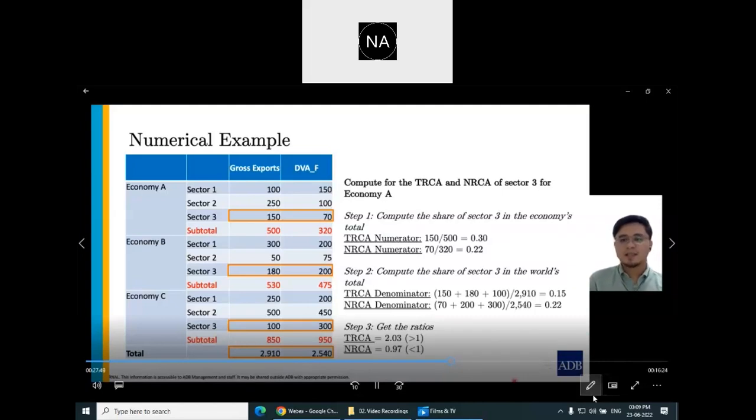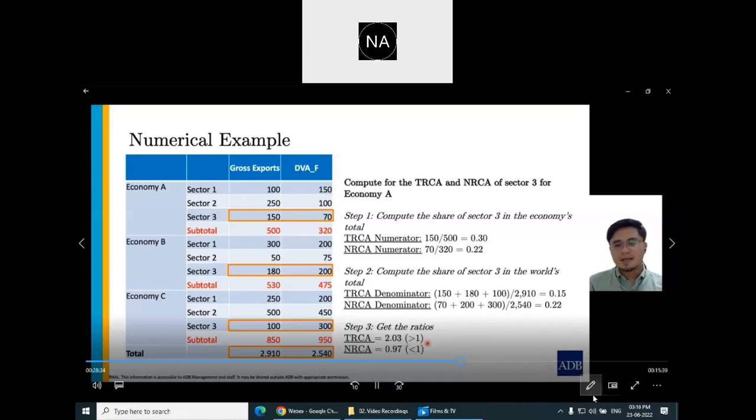So again, the numerator tells us the share of an economy sector's gross exports in the economy's total gross exports, while the denominator would tell us the share of the sector's gross exports from all economies in the world's total gross exports. Finally, in step 3, we simply get the ratios of the two shares. Here, TRCA is equal to 0.30 divided by 0.15, or 2.03, while NRCA is equal to 0.22 divided by 0.22, which is roughly equivalent to 0.97.